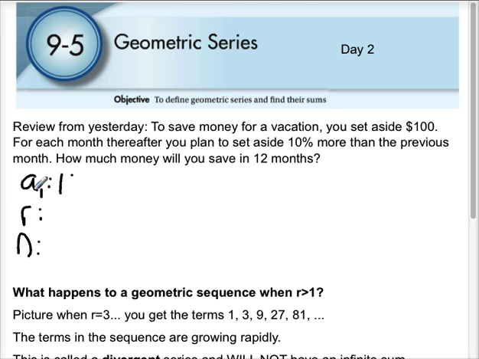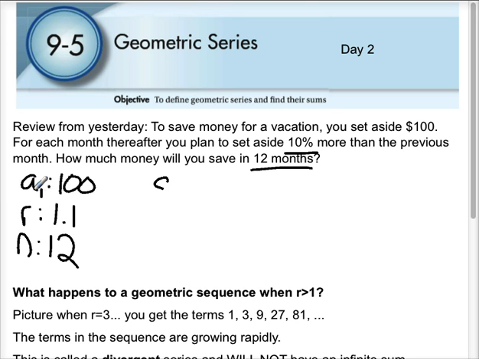So the first term, we're starting with $100. And that rate, remember that rate. If you're setting aside 10%, that represents 0.1. But you're taking that 0.1 and you're incorporating it in with what you've already got. So that rate is 1.1. You have to add the 1 to the 0.1 you get from the 10%. And how much will you save? Well, 12 months. So we're talking about 12 terms to this series.